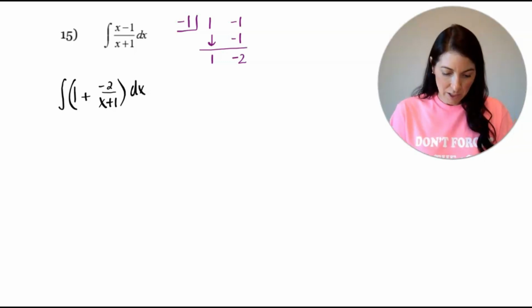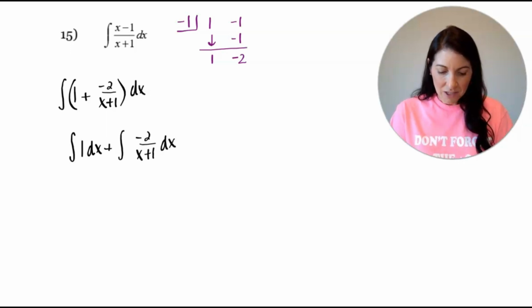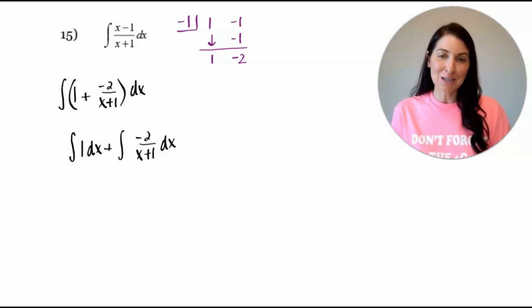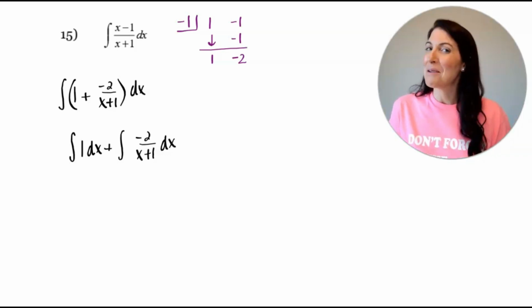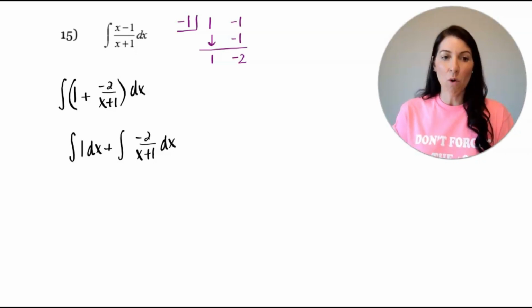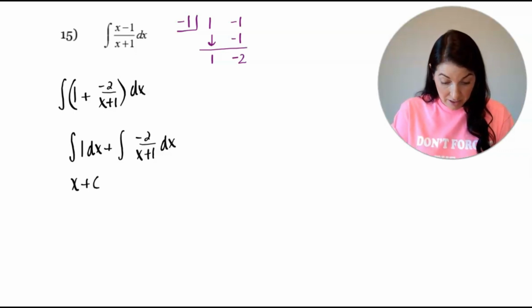So now I'm going to split up this integral into the integral of 1 dx plus the integral of negative 2 over x plus 1 dx. And once again, we have two integrals that require two different integration strategies, which is a great problem in my book. So in the first one, the antiderivative of 1 dx is going to be x plus c.